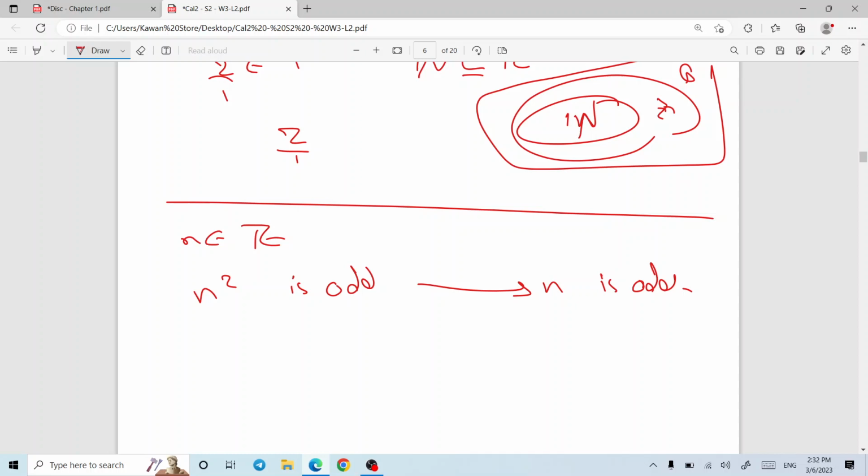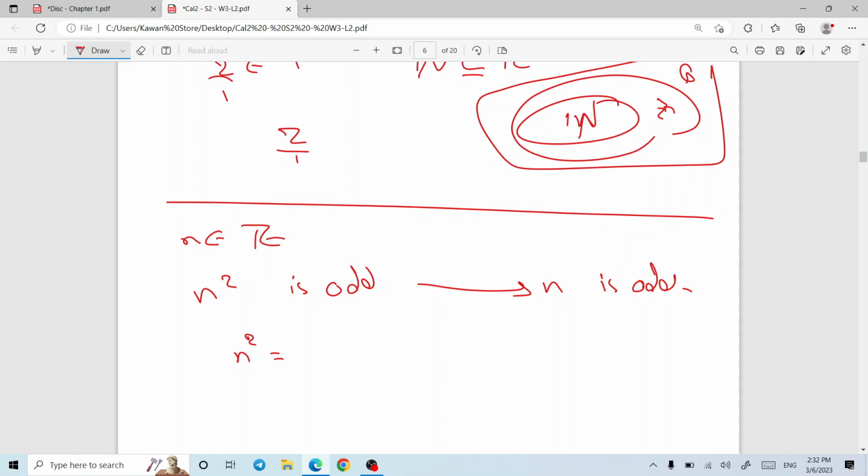We first have to prove n. No. Tell me why we cannot directly say n square is odd, then I'll get n is odd. Why? What do you mean? Square? No square.